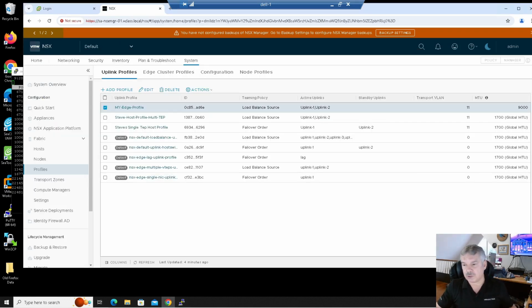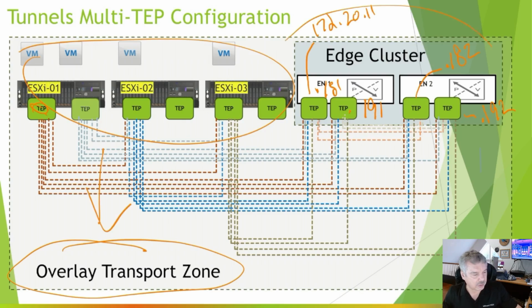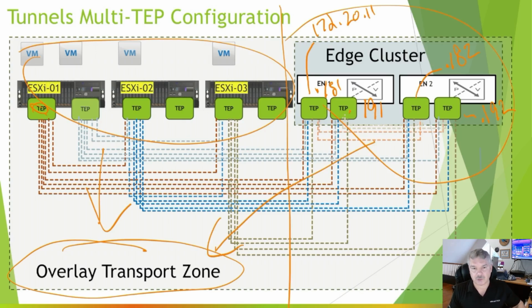In my pictures here, remember, I had the overlay transport zone. These hosts and these edges have to be in that same overlay transport zone. I've seen people make a mistake, put them in two different ones, and then the tunnels don't come up. Same kind of thing as me doing the VLAN on my uplink profile.